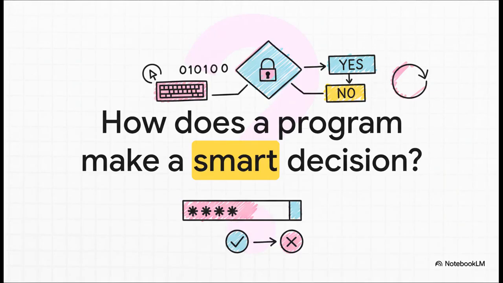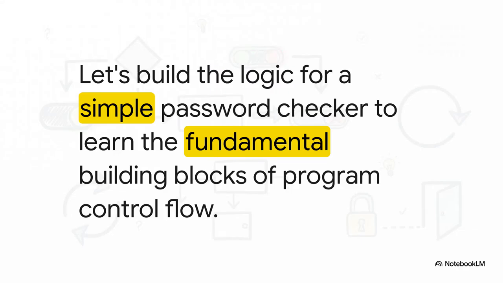So yeah, this is the big question, right? And to answer it, we're not just going to sit here and talk theory. Now, we're going to get our hands dirty. We're going to build a simple program and give it the power to choose, one step at a time. To make this all feel really concrete, we're going to build something we've all used a million times, a simple password checker. It seems basic, but this one little task is going to show us the absolute fundamental building blocks that control how pretty much every single program runs.